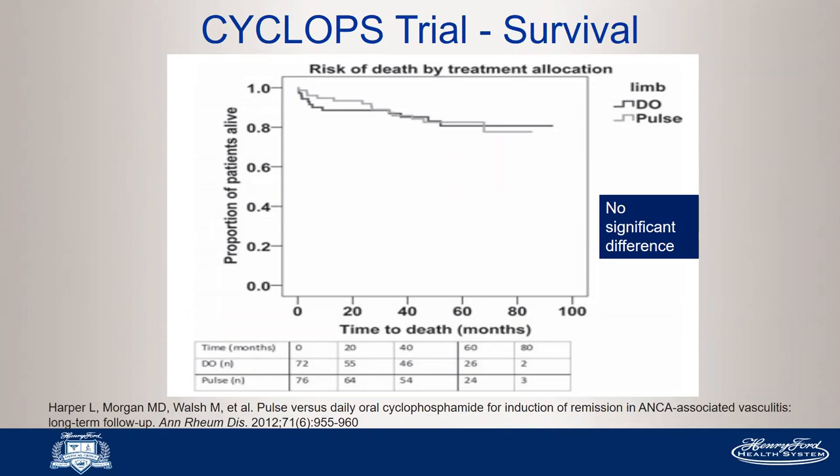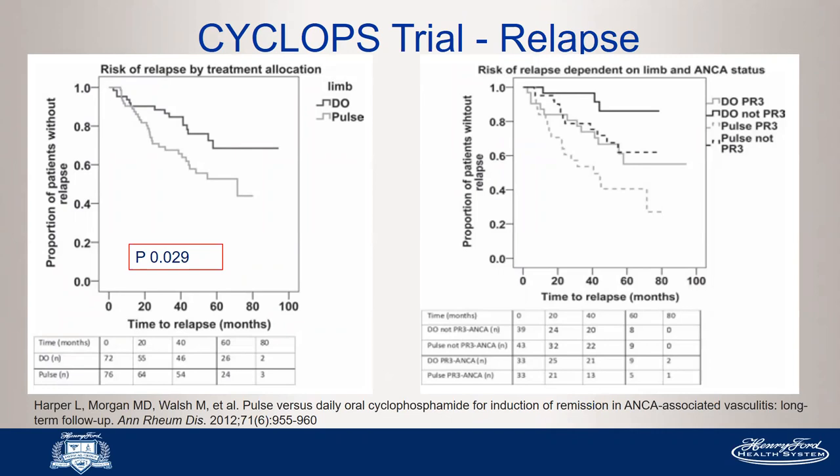And then relapse. If we had just looked at the cumulative doses, knowing the side effects, we would have said, why don't we just do IV pulse dose cyclophosphamide? Why do we even bother doing oral? And this is why. The risk of relapse is actually higher. The y-axis is the patients without relapse, so again, higher is better.